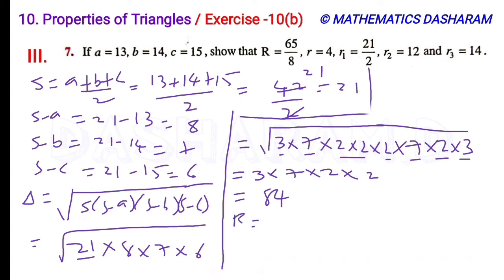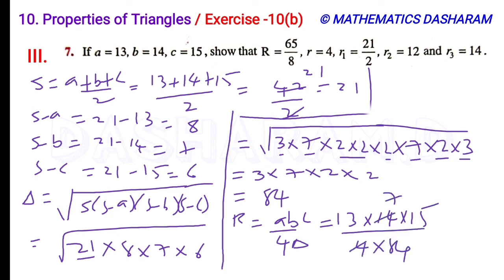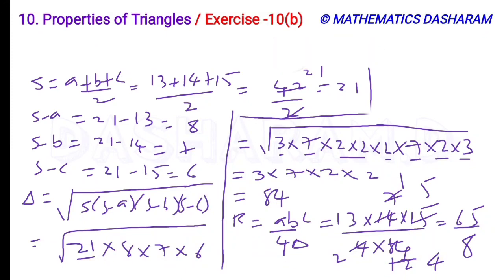The capital R value formula is abc divided by 4 into delta. So abc is 13 into 14 into 15, and the result is 65 by 8. Next, small r, the inradius, is delta by s. The delta value is 84 and the s value is 21. 21 fours are 84, so the r value is 4.